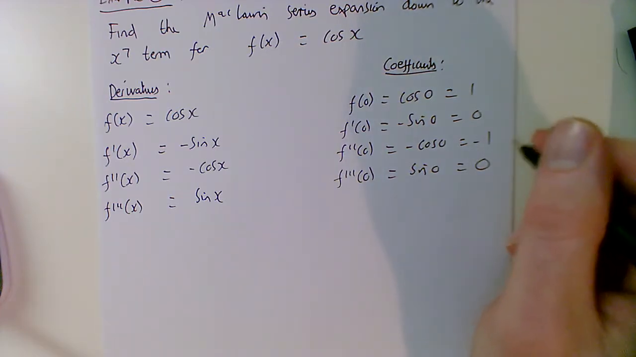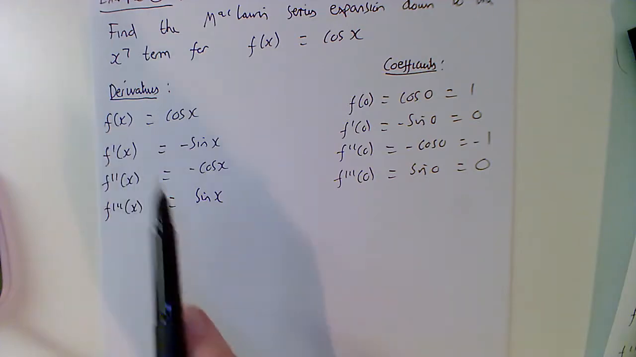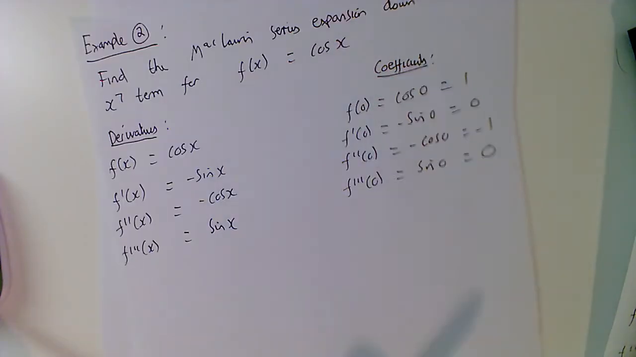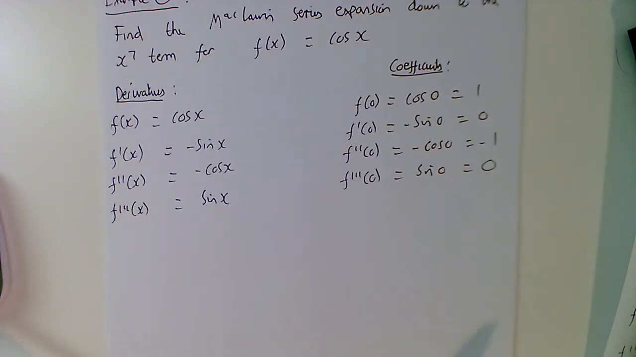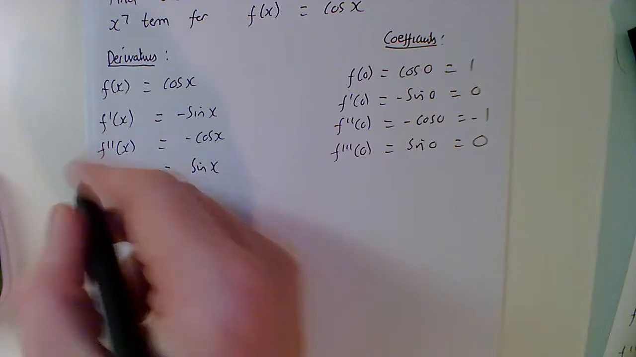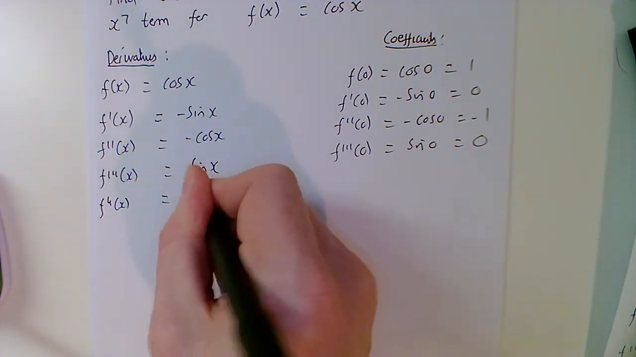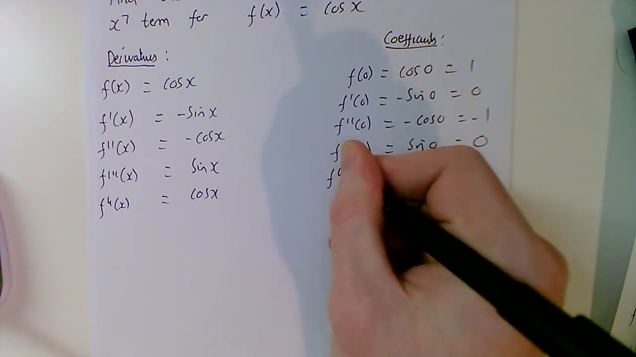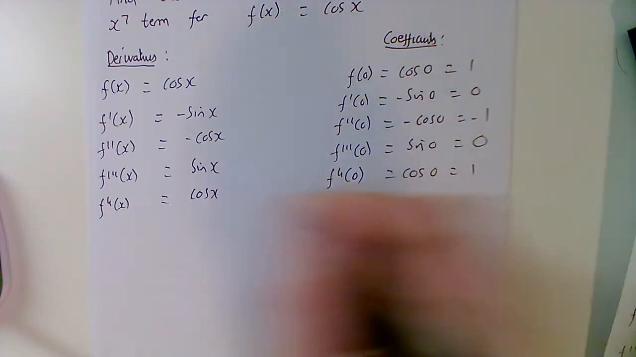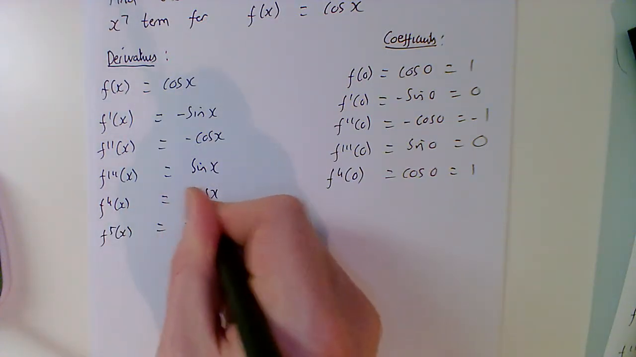Now, we want to go all the way to the x to the power of 7 term, so that means we need to go all the way down to the 7th derivative. Okay, so let's just keep going. Now, sine and cos is dead easy because it's just a pattern. The fourth derivative of x is going to be cos x. The fourth is cos 0, which is 1. The fifth derivative of x is going to be negative sine x.